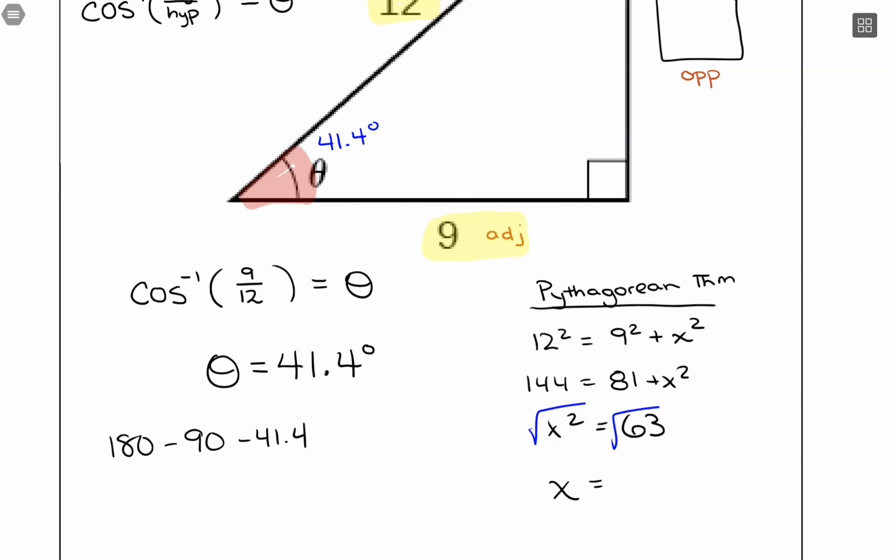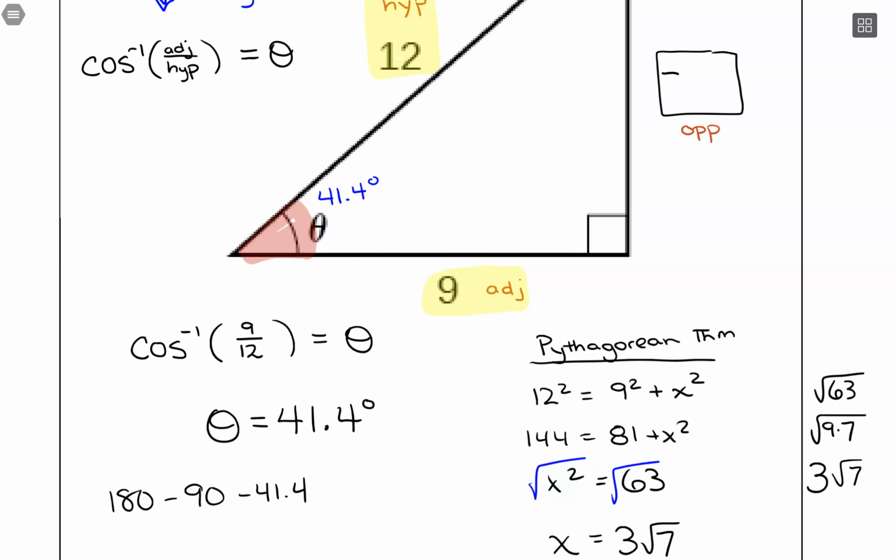And let's see, 63 is divisible, I'm just thinking about reducing down. 63 is divisible by 9, so I'm thinking of 9 times 7. Square root of 9 is 3, and we'd still have that 7 trapped underneath. So if we wanted the exact value, that works. If we want the decimal form, we could call it 7.94. So whichever form they ask for, I just want to make sure you can find both.